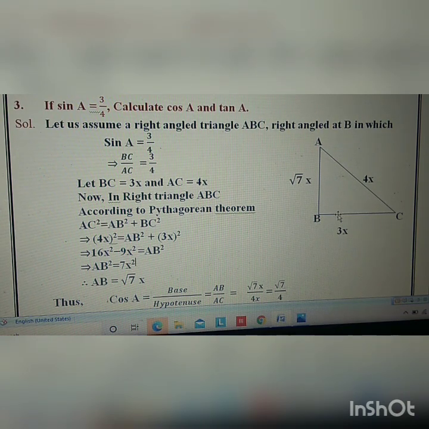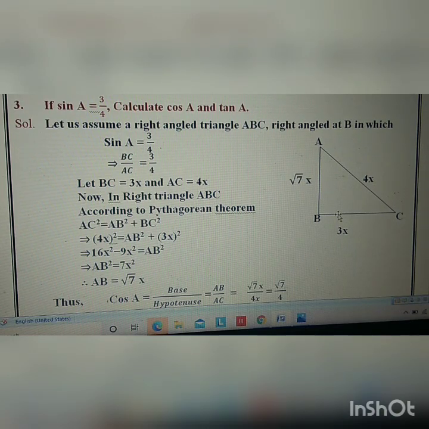As we know that sine is the ratio of perpendicular upon hypotenuse. So for angle A, the perpendicular would be the side opposite to angle A, that is BC, upon hypotenuse, that is AC. That is, BC upon AC is equal to 3/4. Since the ratio of BC and AC is 3/4, then obviously they would be multiples of the same number, with 3 and 4 respectively. So let us suppose BC is equal to 3x and AC is equal to 4x, where x is any integer.